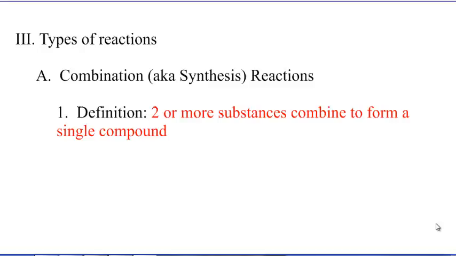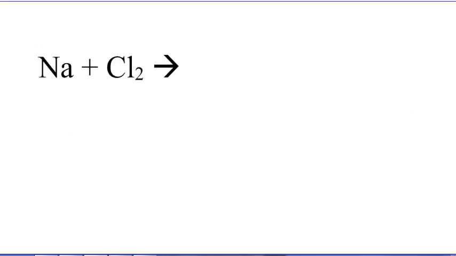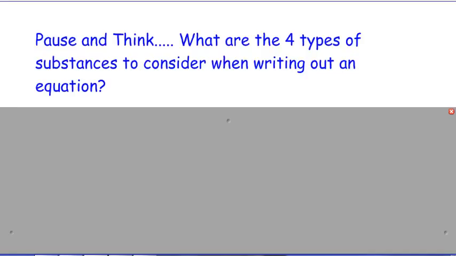By definition, a combination or synthesis reaction is when 2 or more substances combine to form a single compound. Remember that substances can either be elements or compounds, and when they combine, it has to be a compound. For example, the 2 elements sodium and chlorine combine. Now let's think about what they could become.